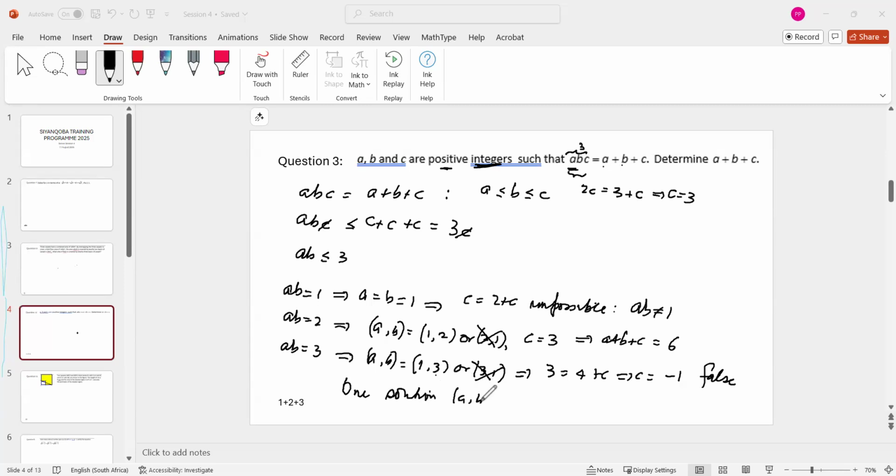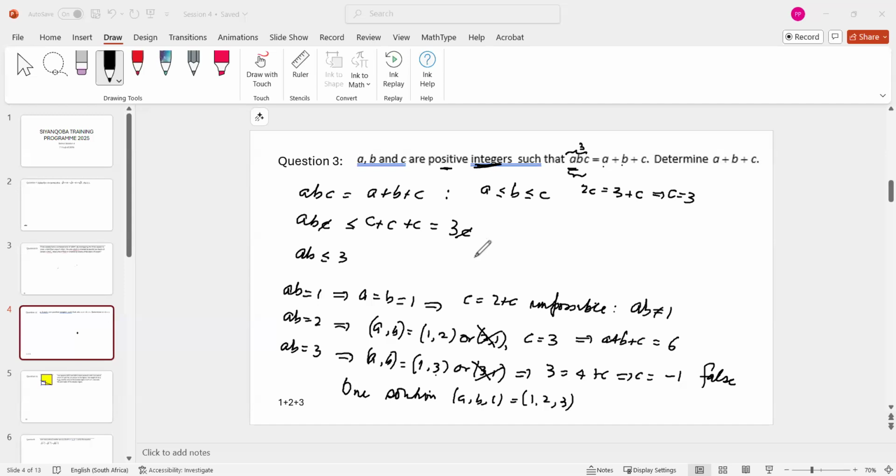Namely that A, B, C equals 1, 2, 3. And you can see, mentally, that when you add these, you get 6. And when you multiply it, you still get 6. But that's the only solution. I want you to study this carefully because this is all very logical.